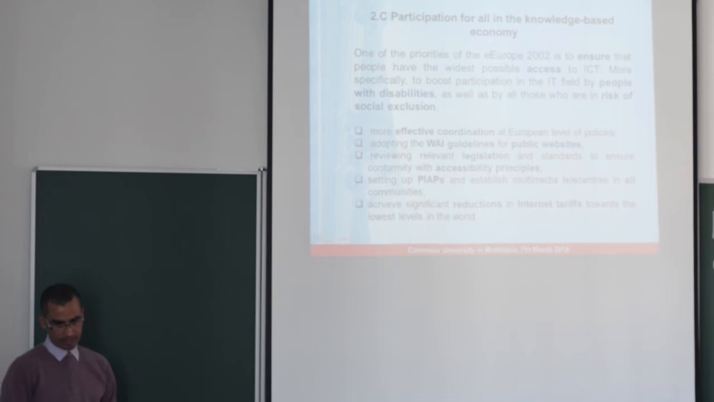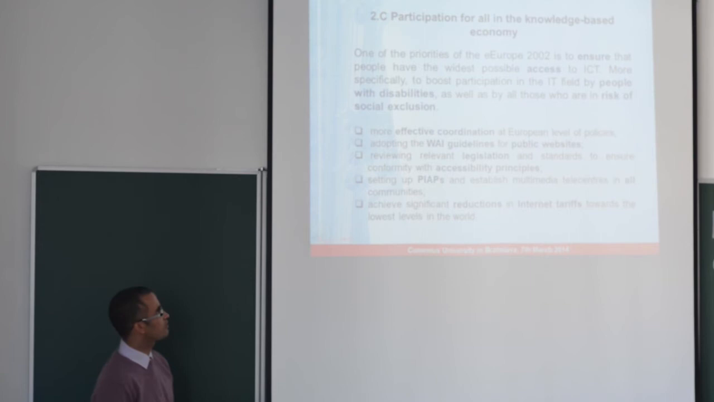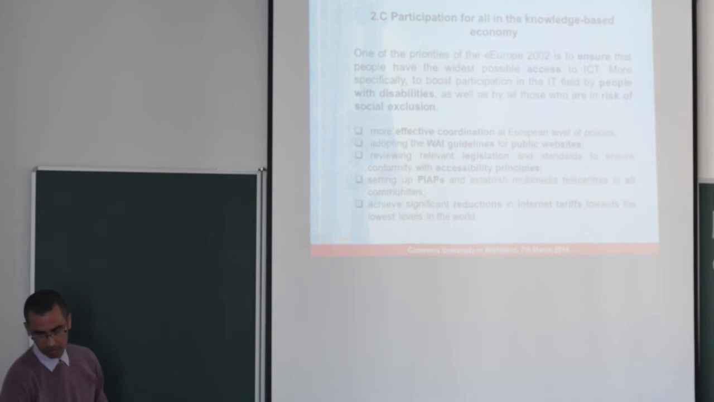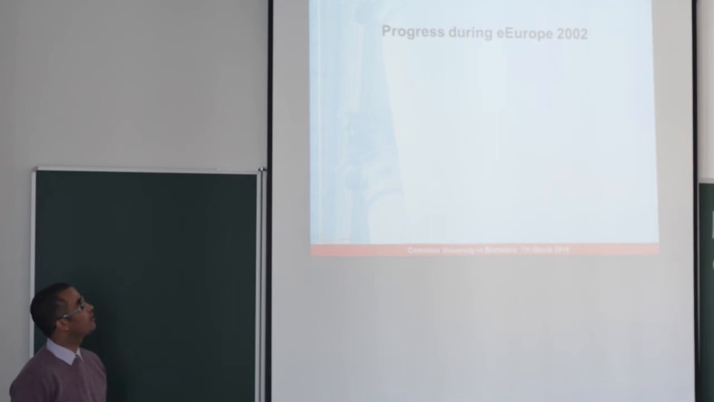And the last goal was to achieve a significant reduction in internet tariff towards the lowest level in the world. They tried to do it because internet in the very beginning of the 2000s was a bit expensive, and they tried to make it more accessible to everybody, dropping the tariff for the people. So what did they achieve after finishing this program?